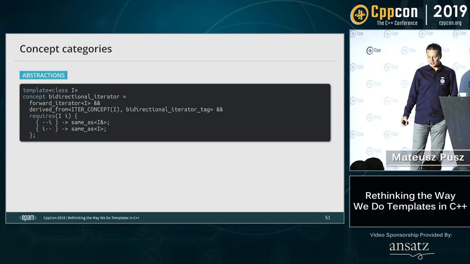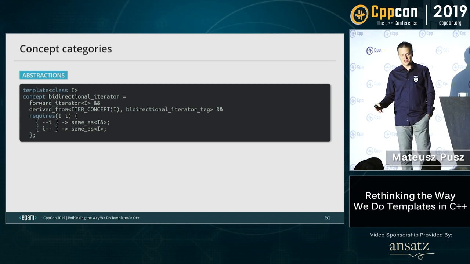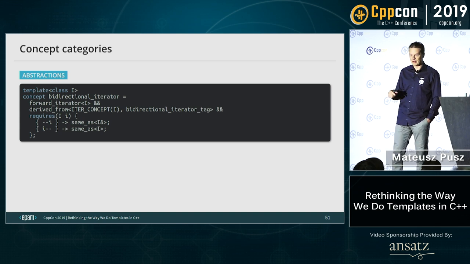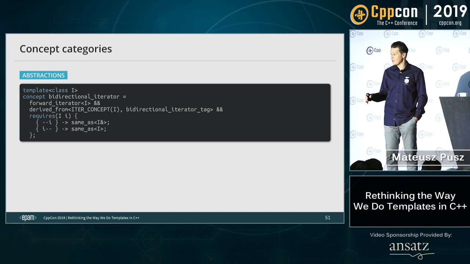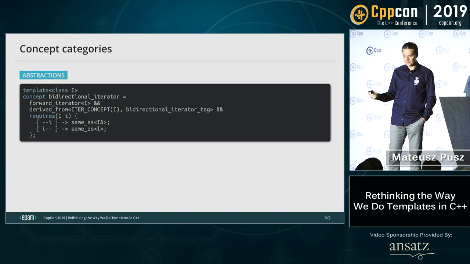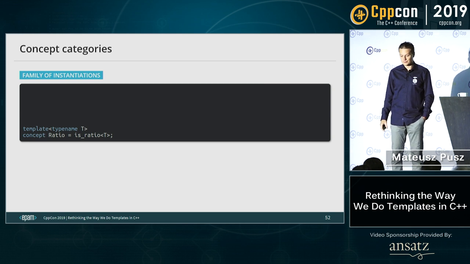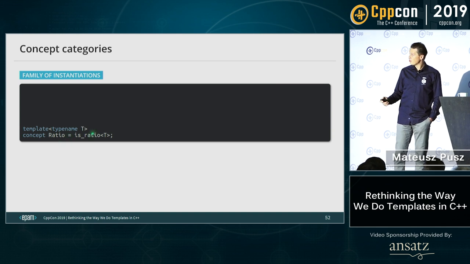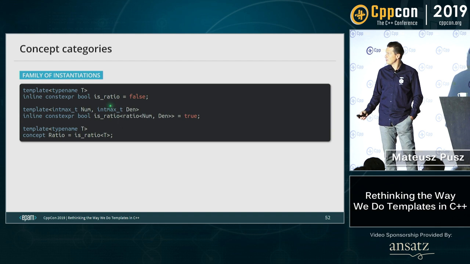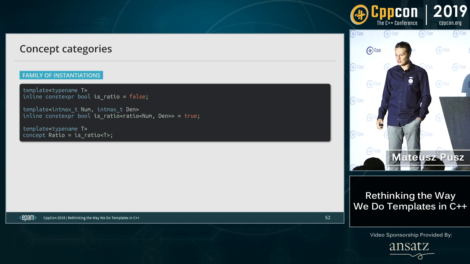But actually, I found out that there are four categories instead of three. We did discuss this in the ISO committee, and I don't know if it's a good practice and if everyone will agree with me, but from my experience, this is a pretty good practice to use a fourth category. The fourth category here is the family of instantiations. So, for example, you can provide a concept ratio for its ratio type trait, which is just implemented as any instantiation of ratio.